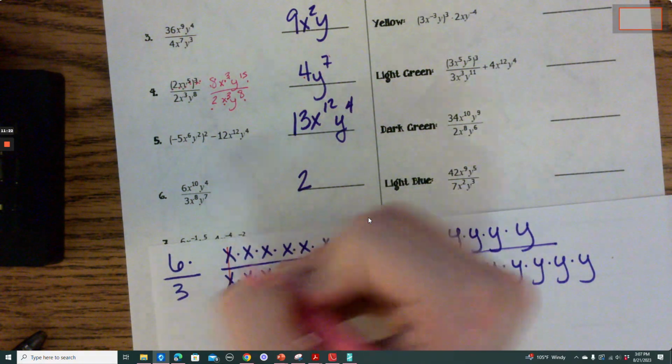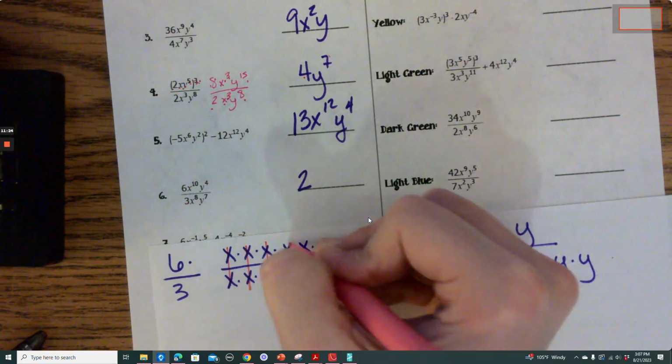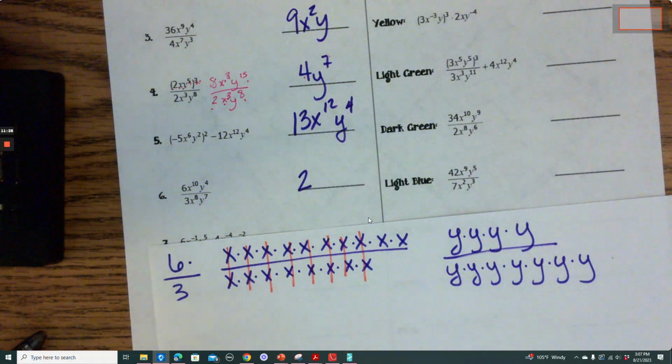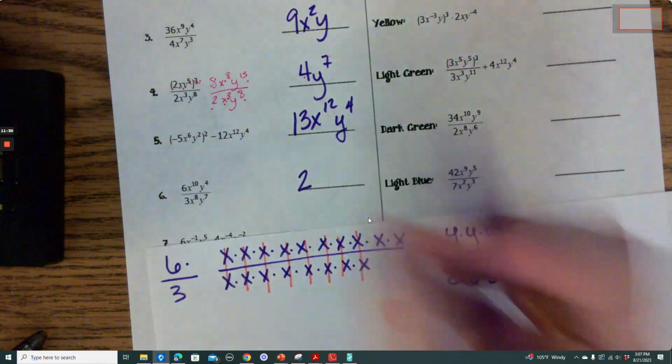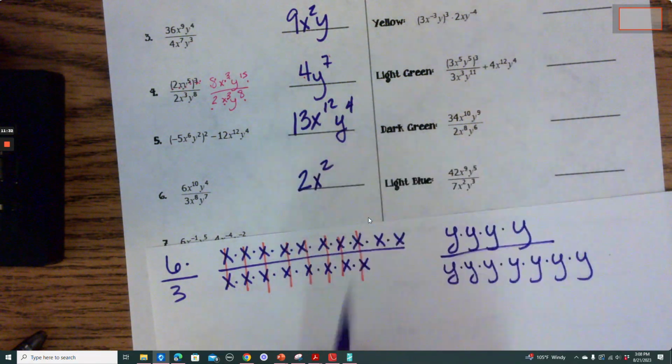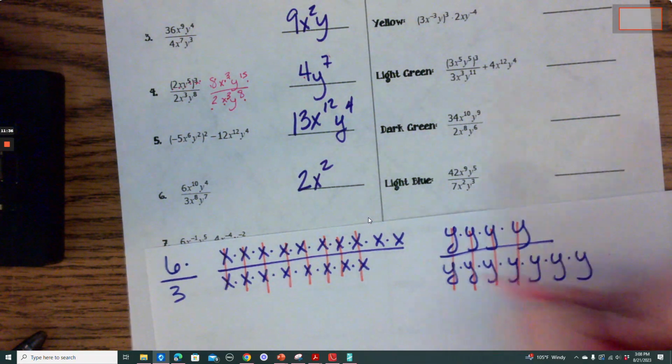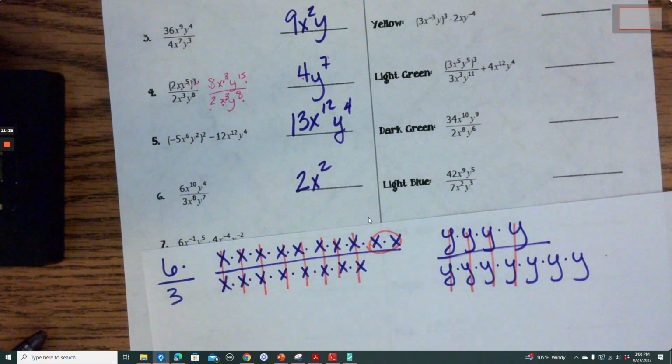All right, 6 divided by 3 is a 2. And then cancel out. Again, it's buddy system. As long as there's one on the top and the bottom, they cancel out. And then I've got x squared. Here's where things change a little bit. Here I've got the x's on top. Here I've got them on the bottom.